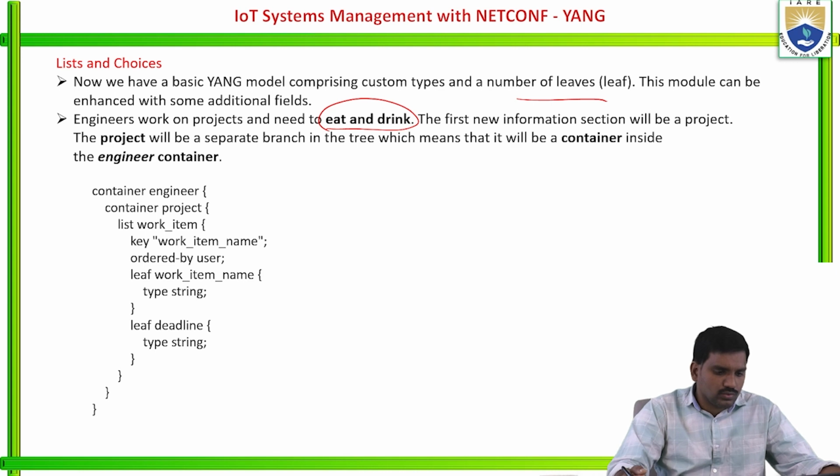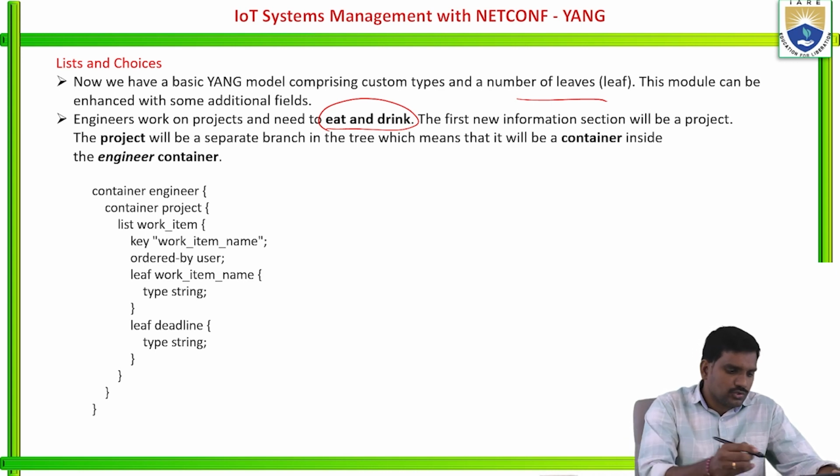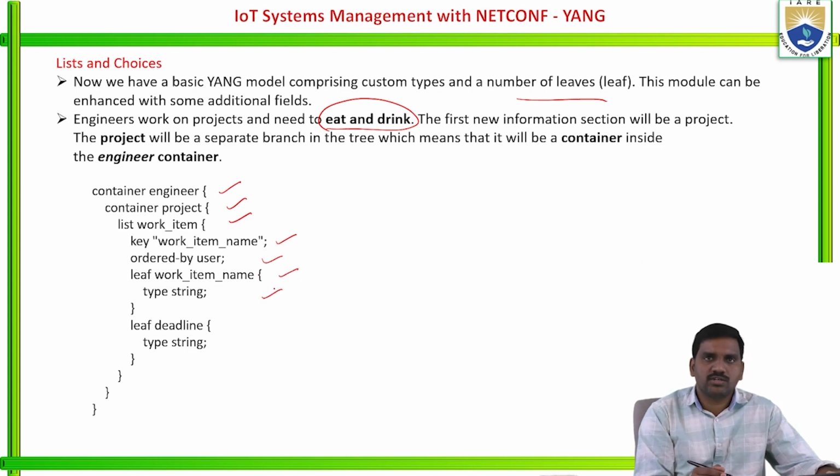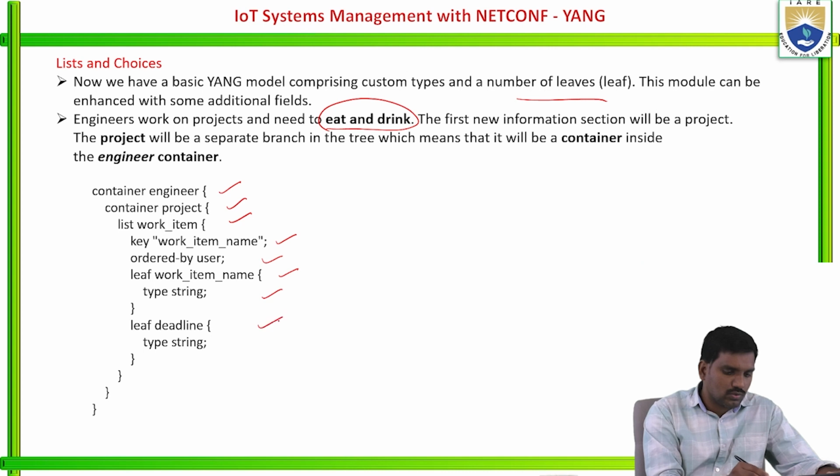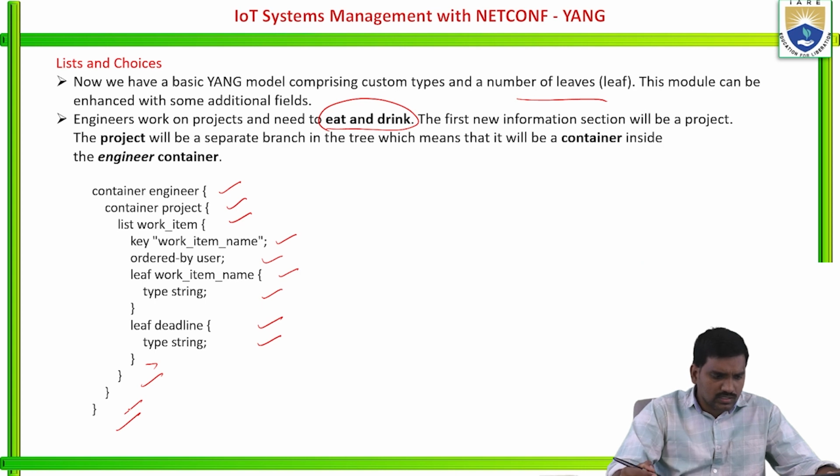So this is the program to eat and drink for the engineer. The engineer container, this is the engineer project. List works underscore item, the keyword item name ordered by the user to eat and drink. The leaf work item name is a string type. There's leaf close deadline and string close. This is in order to choose the project to eat and drink, for different variations by using list and choice.